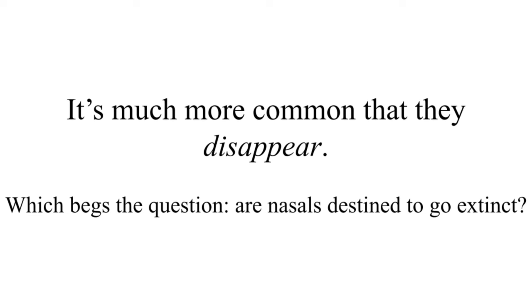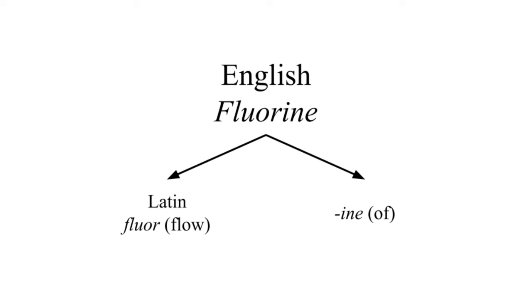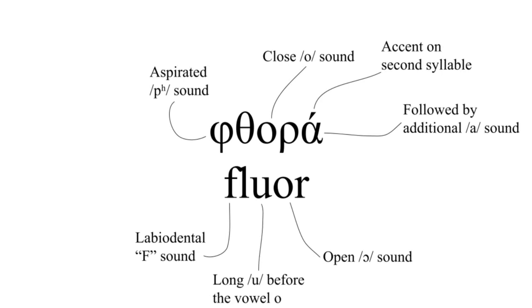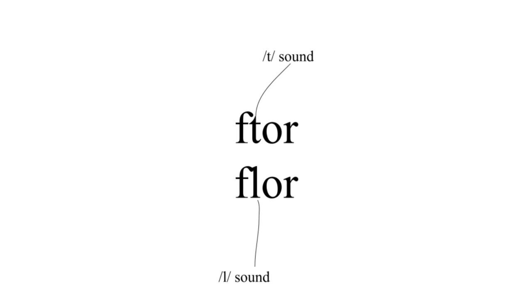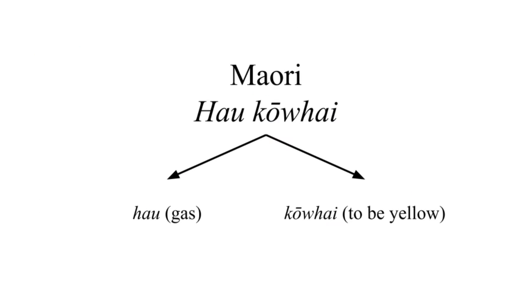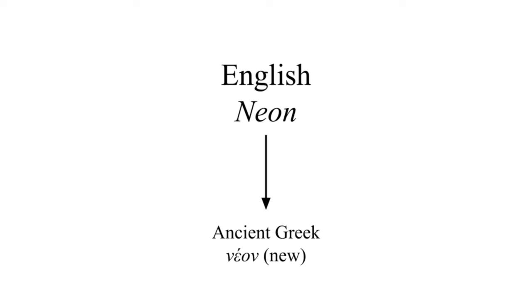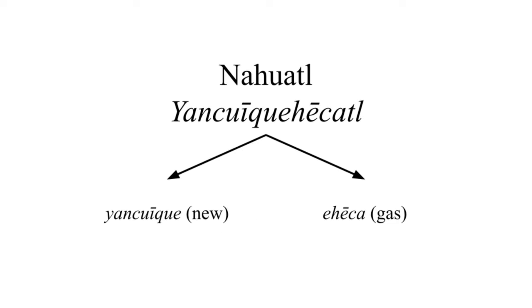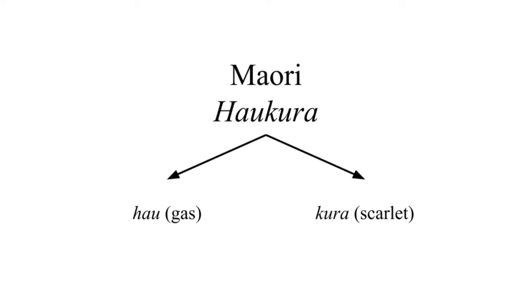Fluorine in English means to flow, but it has an alternative, phthor, meaning destruction. The subtle differences between phthor and fluor have been reduced to just the second letter, and while these countries use fluor, these use phthor. Maori, being Maori, calls it yellow gas. Neon is Greek for new, and yanquilia is Nahuatl for new, and kura is Maori for red.